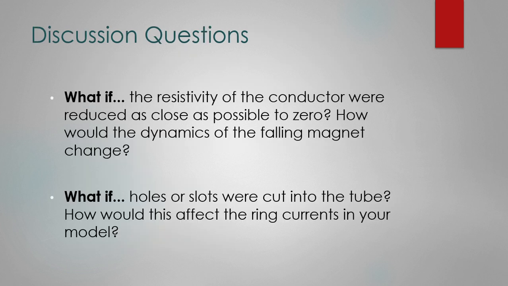Just for the discussion questions, the big one is obviously, what if the resistivity of the conductor were reduced as close as possible to 0? How would the dynamics of the falling magnet change? The induced current would increase, the magnetic force would also increase, and therefore the fall time of the magnet would take longer.